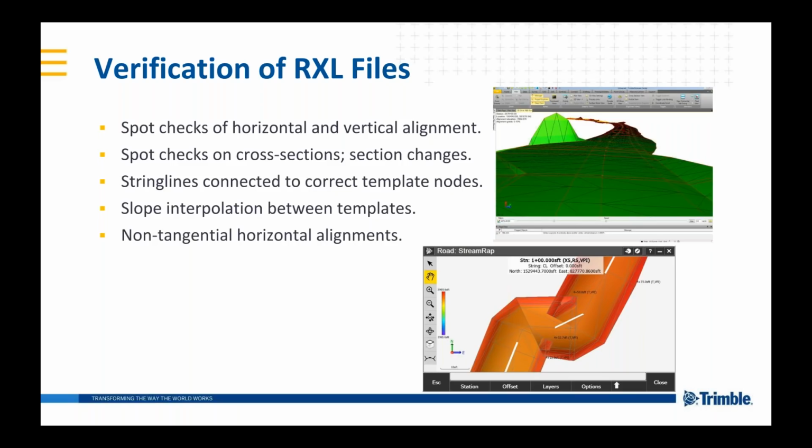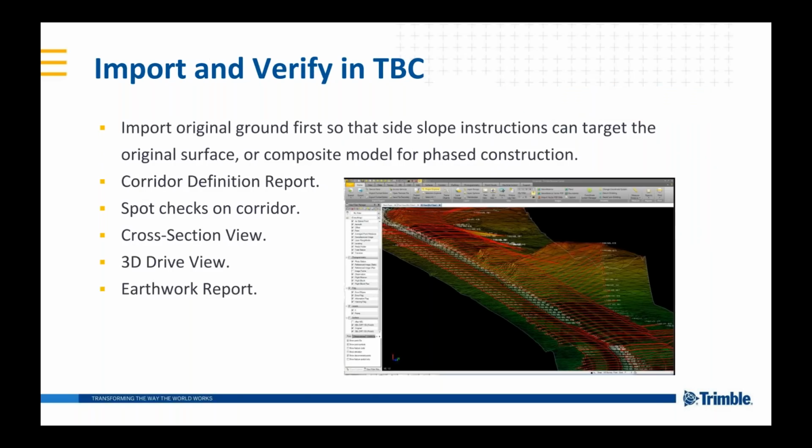While this is a rather extreme example, if you have alignments that have PIs in them without any curves, that can cause some strange things to happen with the templates. So we want to go through and just make sure that everything's working correctly with those road XML files. So in Business Center, we just pulled in our data. We're going to go through looking at the corridor definition report, do some spot checks, cross-section views, go through the 3D drive-through, and look at the earthworks that are going to be generated as part of this.